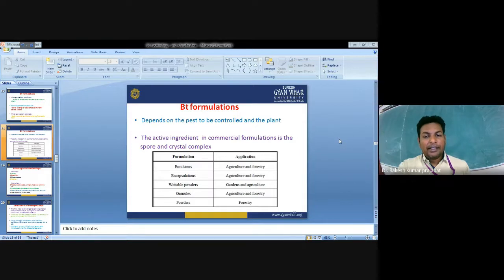We apply these to different agricultural crops and for forestry purposes. Emulsion formulations are used for agriculture and forestry. Encapsulation type is for agriculture and forestry. Powder is for garden and agriculture. Granules are for agriculture and forestry, and powders are also used for forestry.